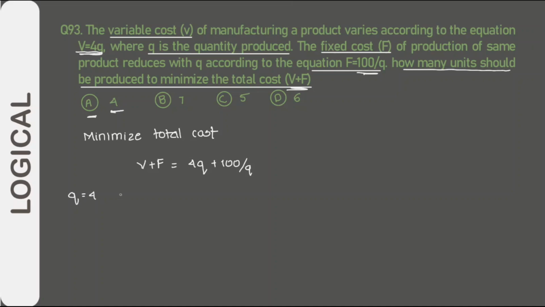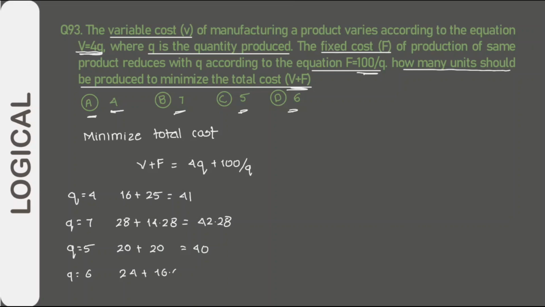So when Q is equal to 4, it comes up to 41. When Q is equal to 7, it comes up to 42.28. When Q is equal to 5, then it comes up to 40. When Q is equal to 6, it comes up to 40.66. So the minimum total cost will be when the value of Q is 5.